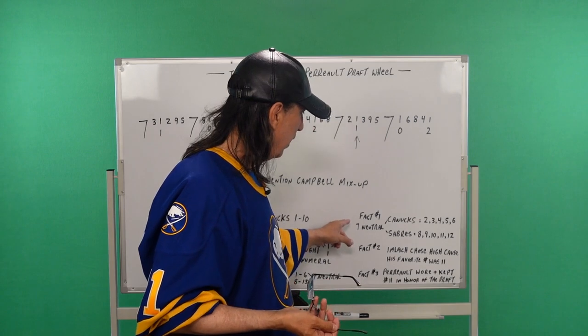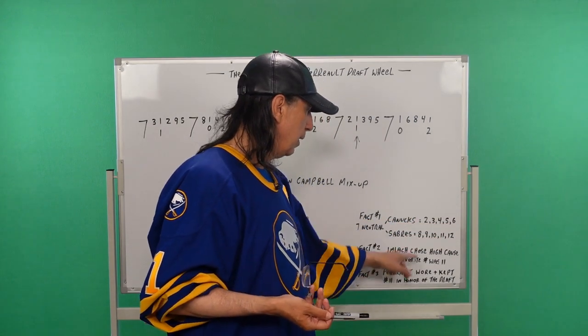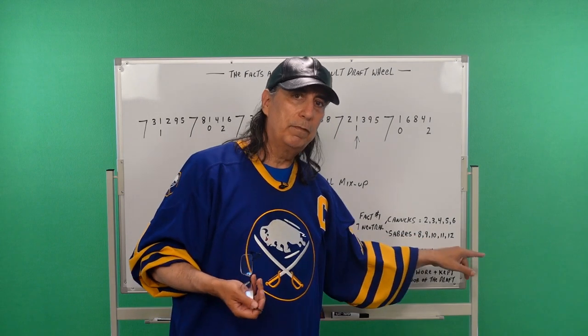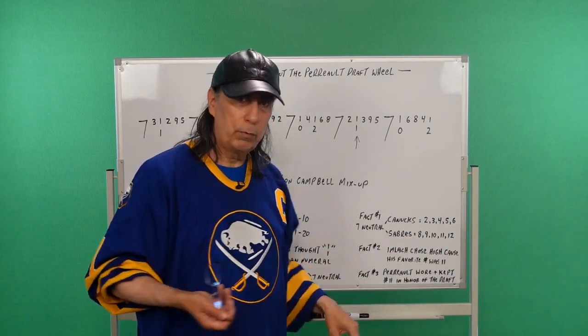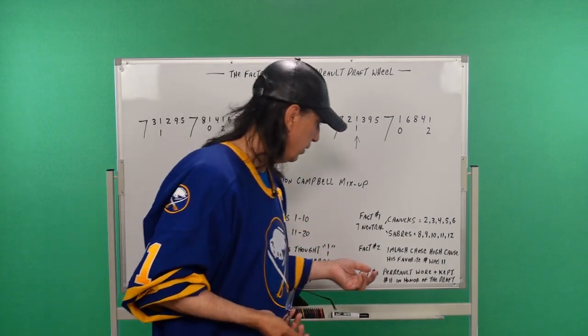And this is what it was too. The facts, okay? The Canucks had numbers 2, 3, 4, 5, and 6. And the Sabres had 8, 9, 10, 11, and 12. 7 was neutral. It was a wash. If the 7 would hit, they'd respin. It never happened, so they never had to respin.